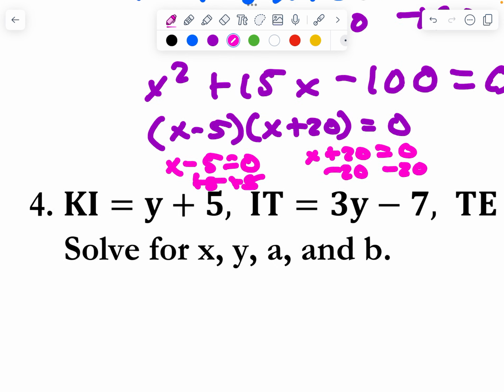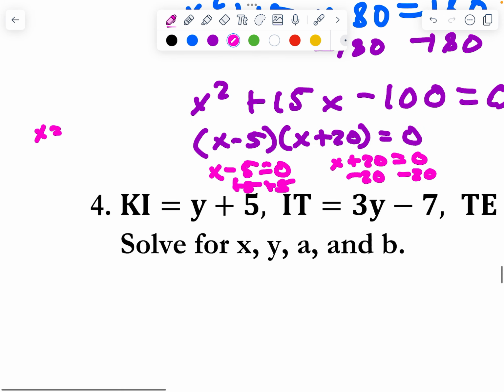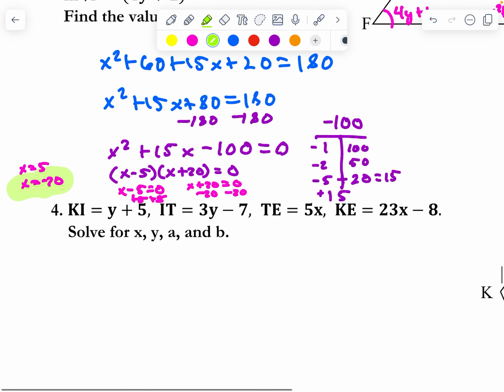Great. My two answers here appear to be x equals 5, x equals -20. Now, generally, we like to just say, oh, well, we can't have negatives, so let's go ahead and cross out that -20. But what I like to do is plug them in and check to see if they work out. Most of the time, I feel like it is a -20, but we always like to double check it anyway.